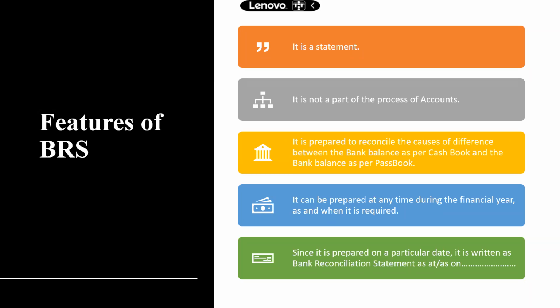Then why are we doing BRS? Because though it is not a part of process of accounts, it is a way to check our accounts. So we are entering the transactions in the cash book. The banker is entering in the bank book, that is the passbook. And if there are differences in these two books, then it implies there is an error somewhere. So with the BRS, we are trying to remove those errors. We are trying to reconcile these two balances so that whatever final accounts we are preparing will be true and correct. So there will not be any discrepancies or any errors in the final accounts.